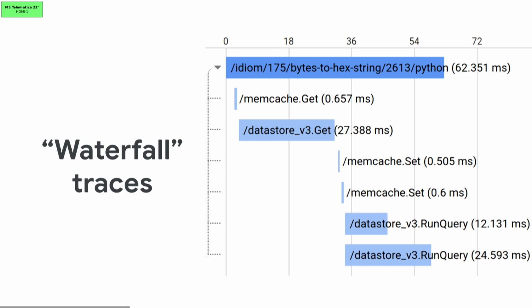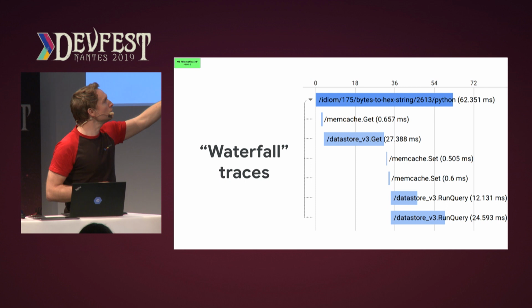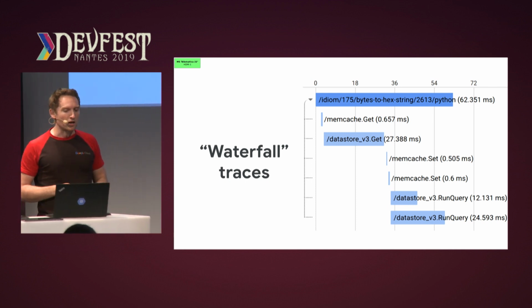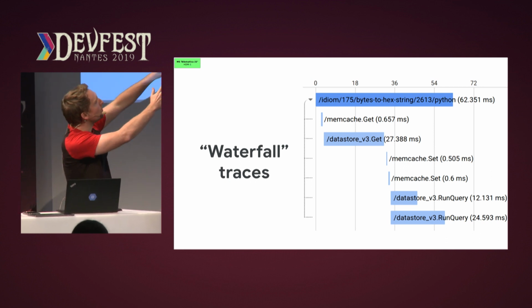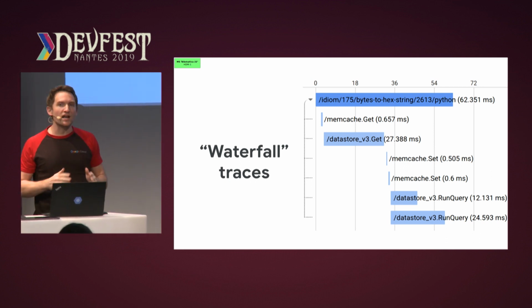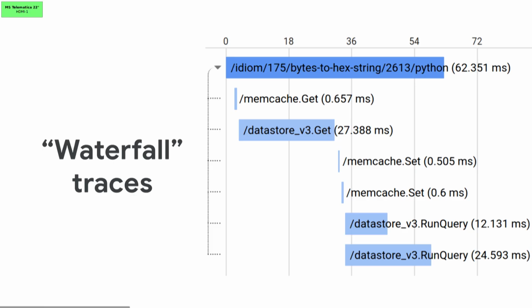In this specific example, the total latency of 62 milliseconds consists almost entirely in one data store entity read and two data store queries. We also have a few read and write accesses to memcache, but those are super fast. Now I know that the bottleneck is the data store, and there's no point in trying to speed up my memcache operations. You can also notice that the last two data store queries are running concurrently, which is a good idea when it's possible.